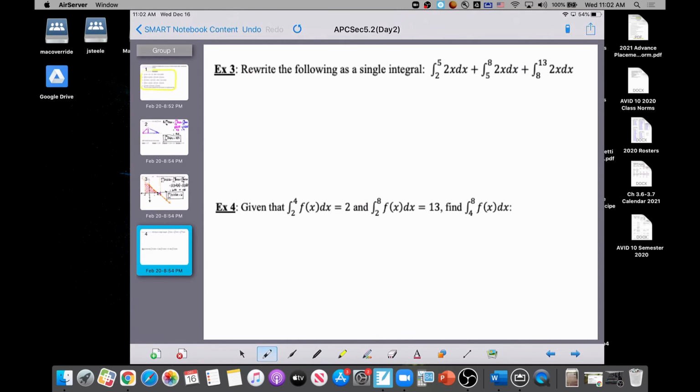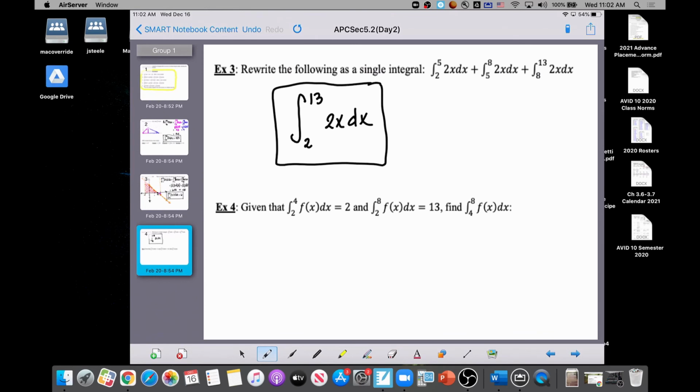Example 3 says to rewrite the following as a single integral. So again, using property number 5. Notice that the function is 2x for all 3 integrals. We're going from 2 to 5, and then from 5 to 8, and then from 8 to 13. So we could write this as the single integral from 2 to 13 of 2x dx. And that's all they're asking us to do.